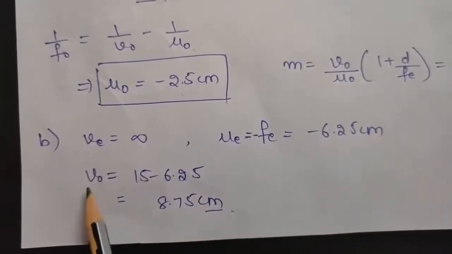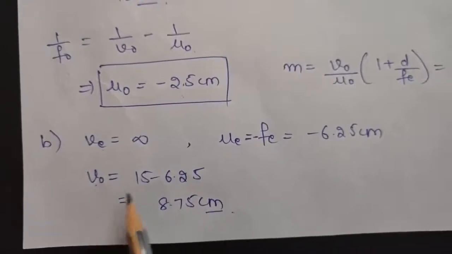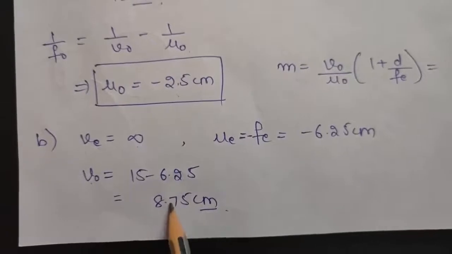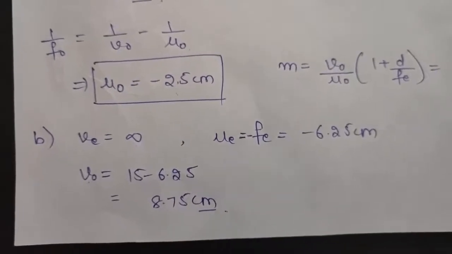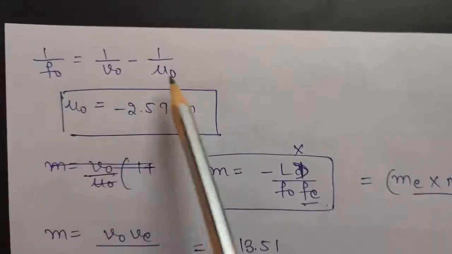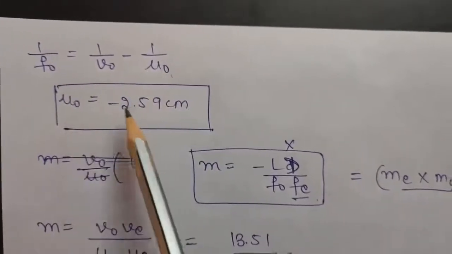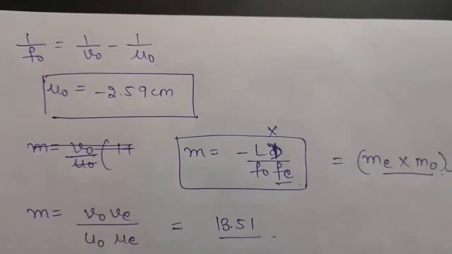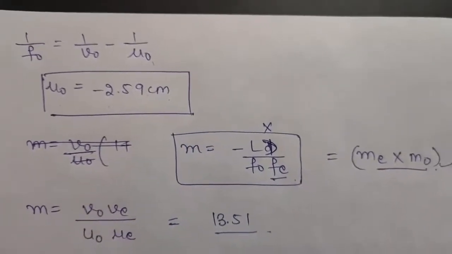Now again, as we calculated in the A part, V0 will be 15 minus 6.25. So V0 will be 8.75 centimeters. So now again you know F0, you know V0, use the lens formula and you will get U0 to be minus 2.59 centimeters. Now for this case, you have studied two formulas of magnification.